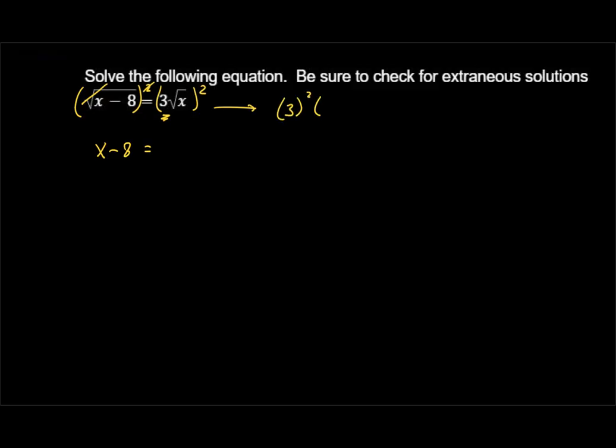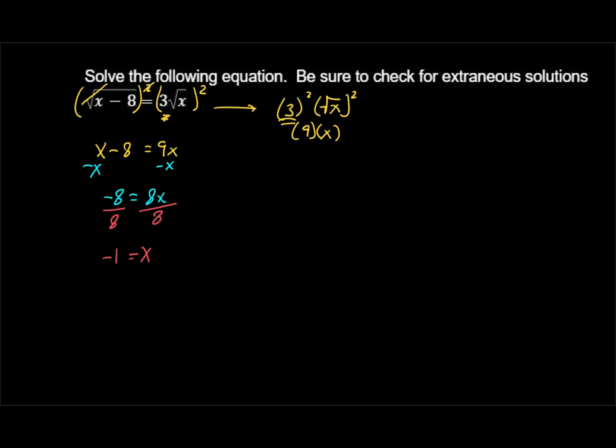So we'll raise 3 to the second, and we'll raise the square root of x to the second. 3 squared is 9, so we have 9 times the square root of x squared, which is just x. So 9 times x, which is 9x. From here, we continue to try to solve the equation. Well, we have to move all the x's to one side because it's linear. So I'm going to subtract x from both sides, giving me negative 8 equals 8x. And then I'll finish off by dividing both sides by 8, giving me x equals negative 1.